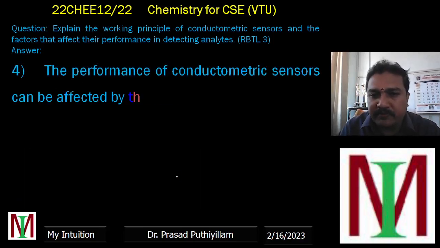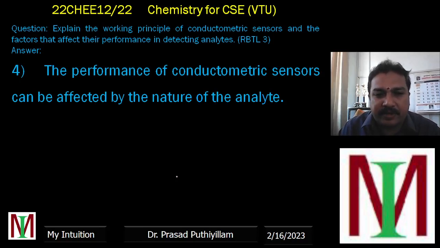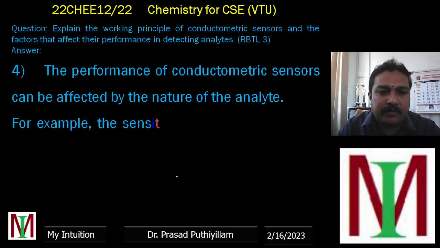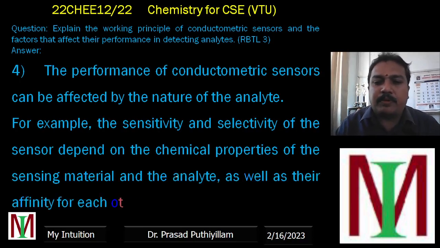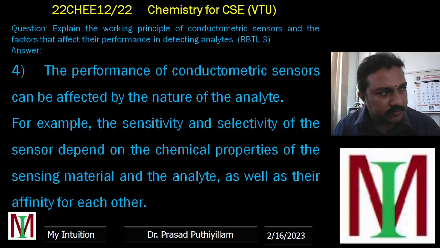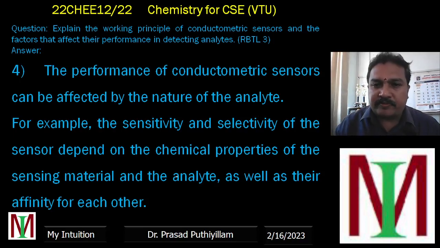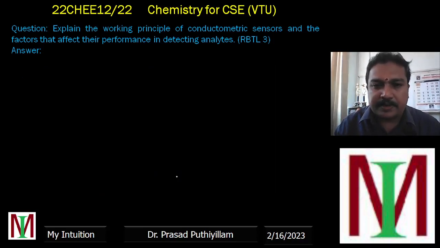Fourth point, the performance of a conductometric sensor can be affected by the nature of the analyte. For example, the sensitivity and selectivity of the sensor depend upon the chemical properties of the sensing material and analyte, as well as their affinity for each other. If the chemicals react properly, then there will be a change in conductance that can be measured. If any other chemicals are present, they will interfere with the reaction. So the performance of a conductometric sensor can be affected by the nature of the analyte.